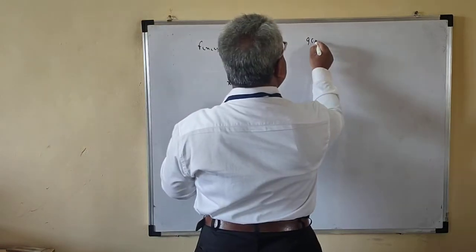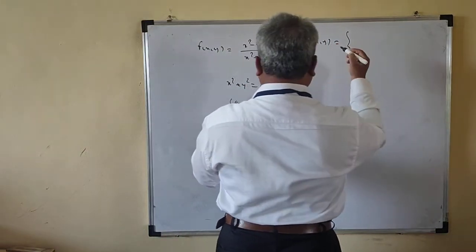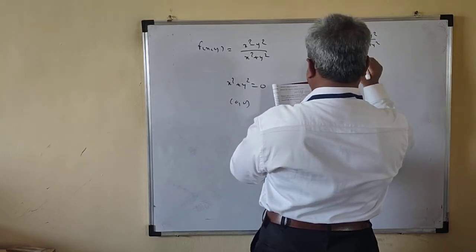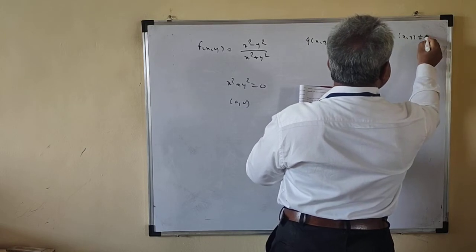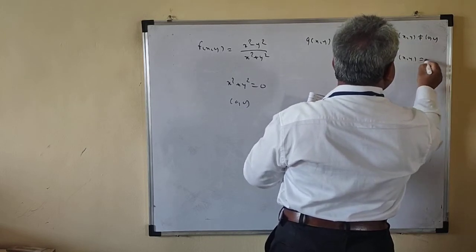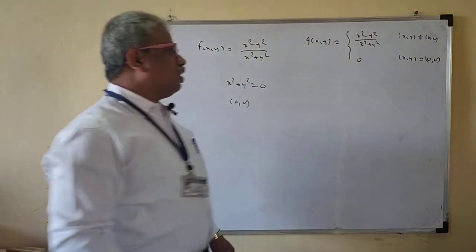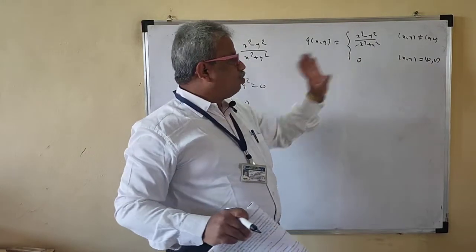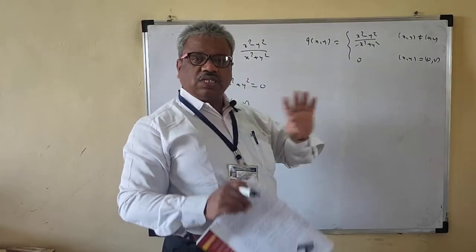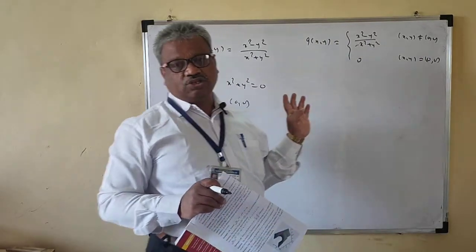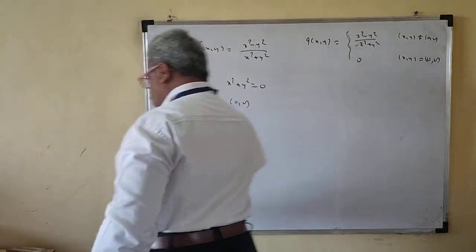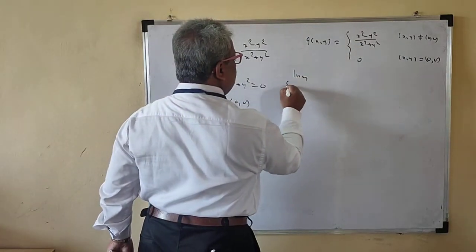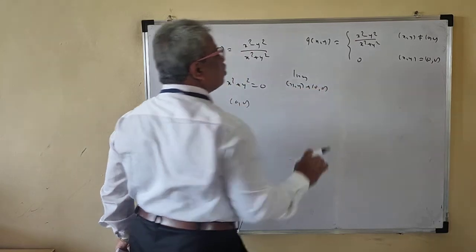Suppose we define this function g(x,y) = (x² − y²)/(x² + y²) for (x,y) not equal to (0,0), and 0 for (x,y) equal to (0,0). Now the only problem is at (0,0). The function is continuous everywhere else, so we only have to discuss the continuity at (0,0). Now see whether this limit as (x,y) tends to (0,0) exists or not.